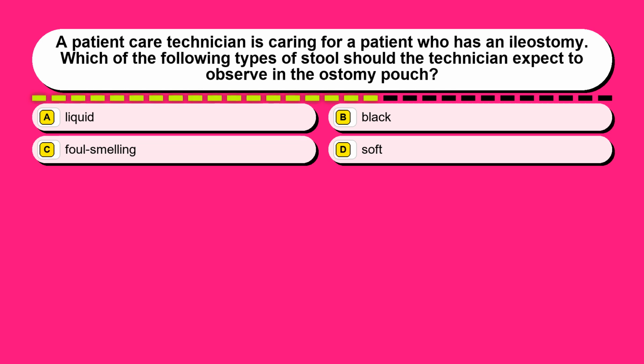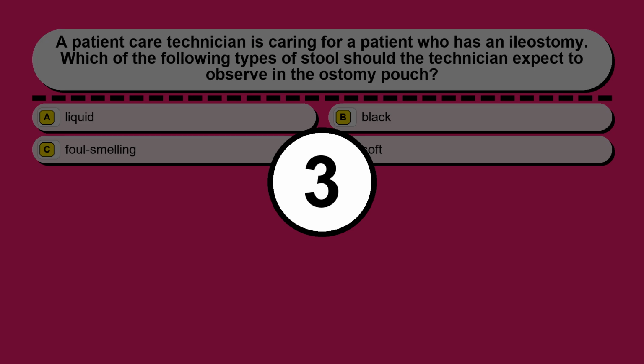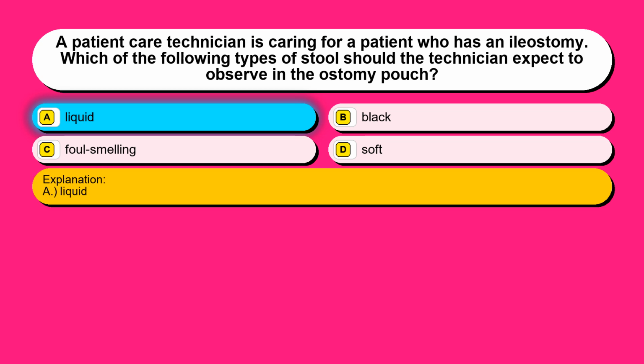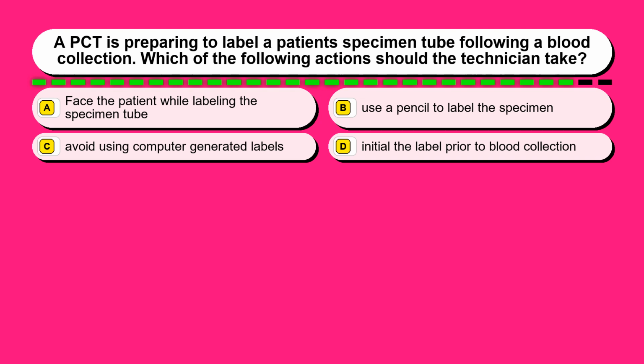Which of the following types of stool should the technician expect to observe in the ostomy pouch? Option A, liquid. Option B, black. Option C, foul-smelling. Option D, soft. The correct answer is option A, liquid. Question 65. A PCT is preparing to label a patient's specimen tube following a blood collection. Which of the following actions should the technician take?